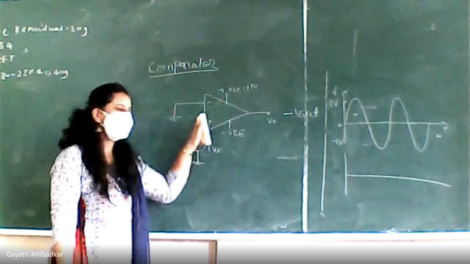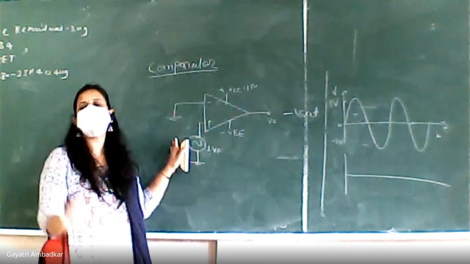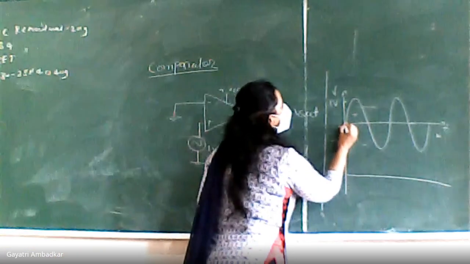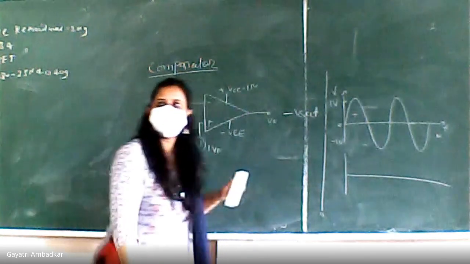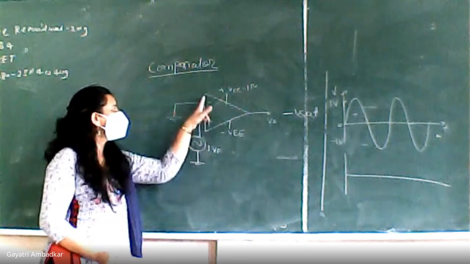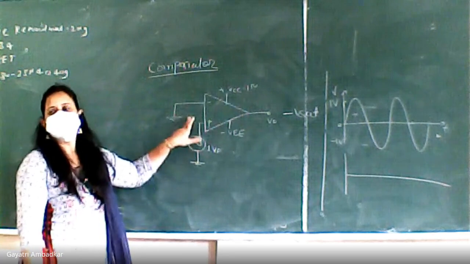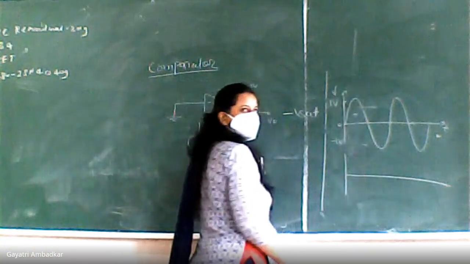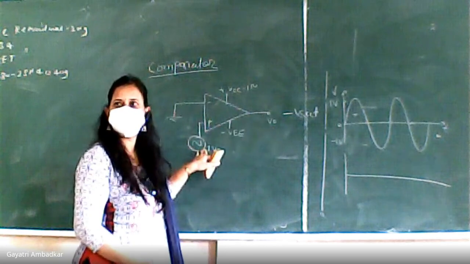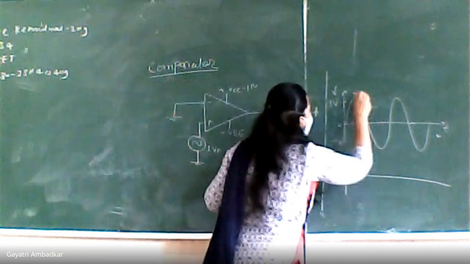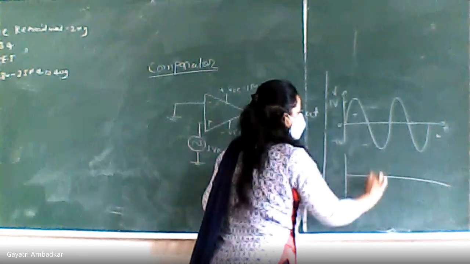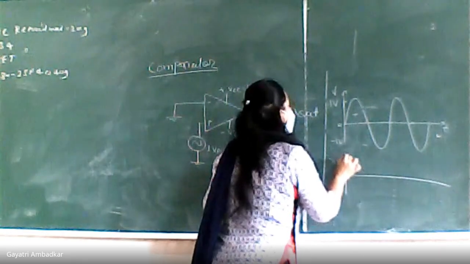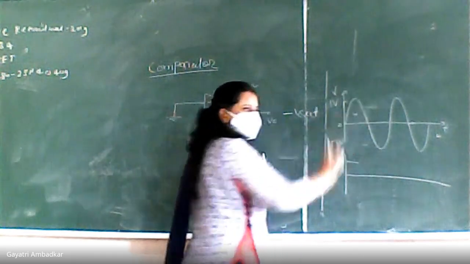Where is your Vin? I have drawn it to the non-inverting terminal for simplicity. First of all, the signal has started increasing from 0 and moving towards positive, so it is having a positive peak. Which input is greater, this one or this one? This one is greater. So from here to here, output will be plus Vsat. Now from here to here, it is dropping from 1 to 0.